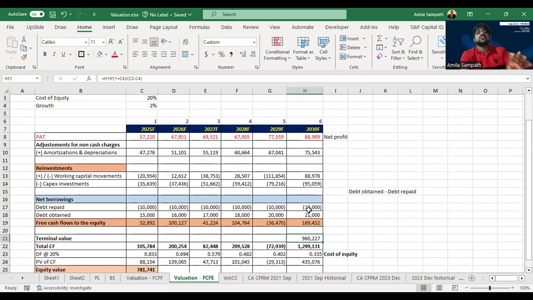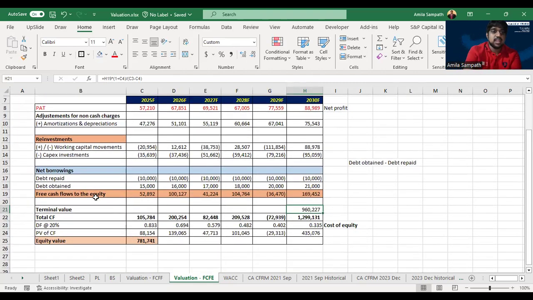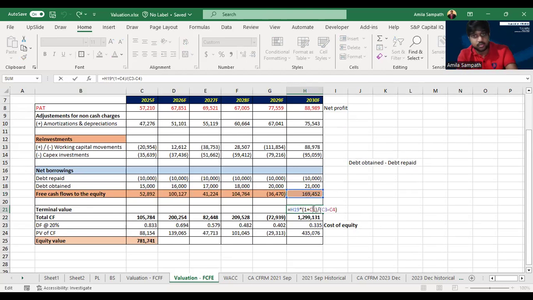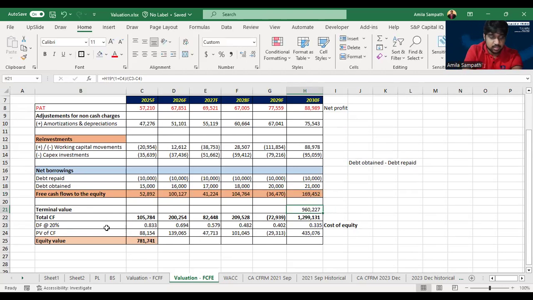Here we can't use the WACC because we try to derive our value based on the free cash flow to the equity. Therefore, when we calculate the terminal value, we can't use the WACC. We need to use the cost of equity, as well as when we calculate the present value, as the discounting factor. Then we can get the present value, and the summation of the present values we can say is our equity value.